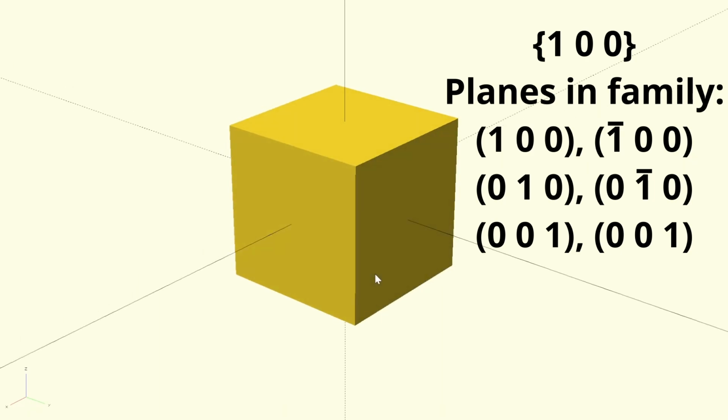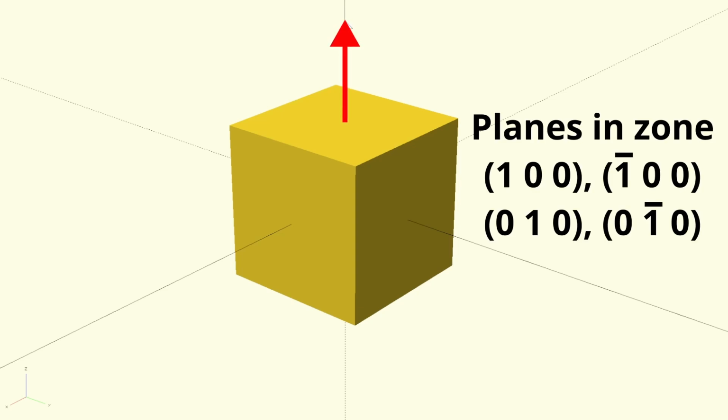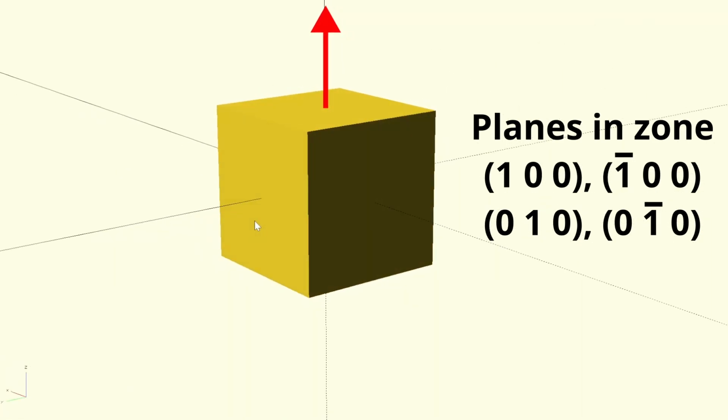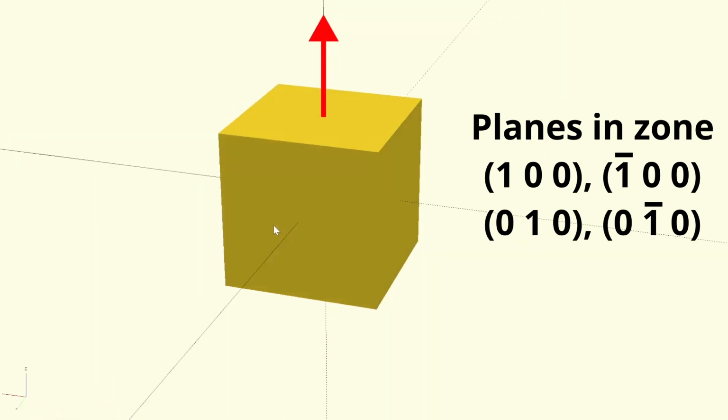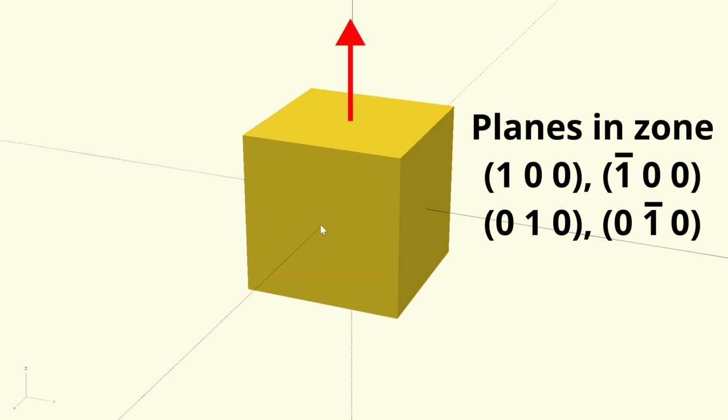Now, if I remove all these labels and I draw an arrow coming out of the top of the cube representing the 0, 0, 1 direction, we can talk about another way to group planes together. Each of the 4 planes that make up the sides of the cube contain this direction. Or we could say they share a common direction. And we call these planes a zone, and this direction the zone axis.